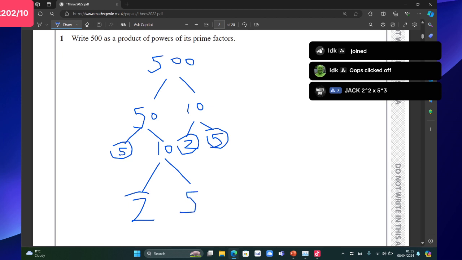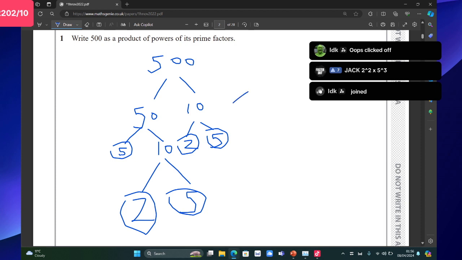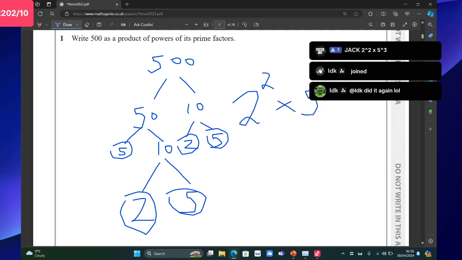So 2 and 5, locking them off. Okay, so now we've got 2 times 2 times 5 times 5 times 5, which I can write as 2 squared times 5 cubed. And that is my answer to question number 1. Okay, so well done, Jack. That is correct, yes.